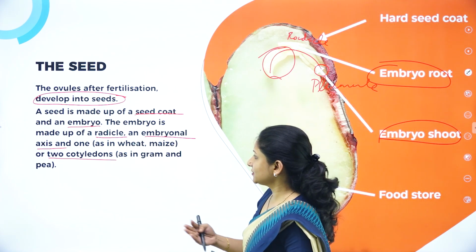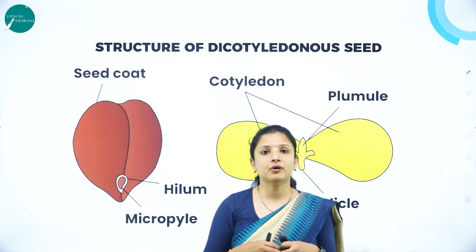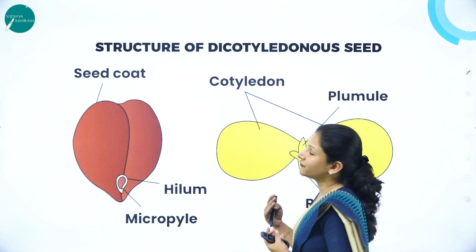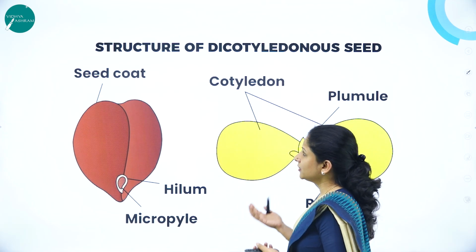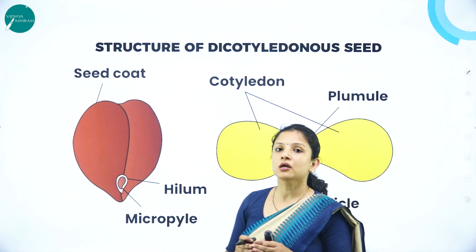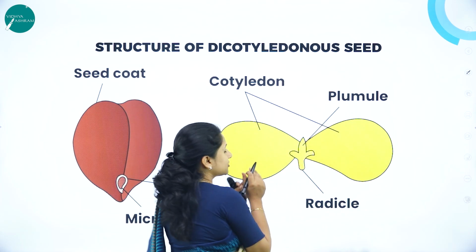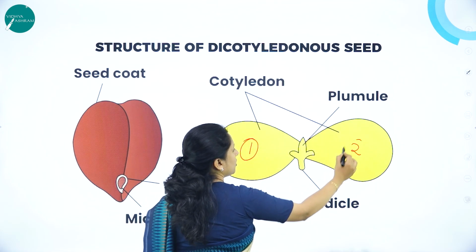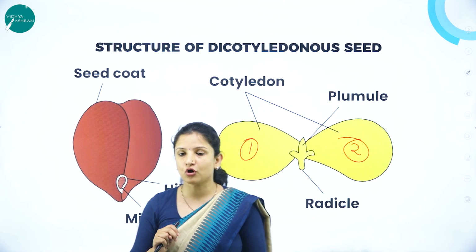So this is about the seed. Let's study in detail the structure of a monocot seed and a dicot seed. The structure of the dicot seed we'll learn first. Dicot seeds are dicotyledons, so you can split it into two, wherein this is one cotyledon and this is one more cotyledon. So therefore it has two cotyledons.